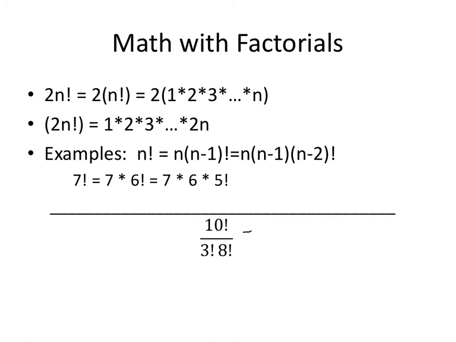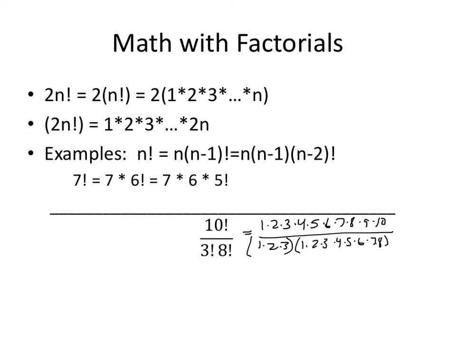And let's take a look at this. Recognizing that 10 factorial is 1 times 2 times 3 times 4 times 5 times 6 times 7 times 8 times 9 times 10, right? And then 3 factorial is 1 times 2 times 3, right? And 8 factorial is 1 times 2 times 3 times 4 times 5 times 6 times 7 times 8, right? Well, if I'm multiplying and dividing like I have shown here, all these are going to cancel out, right? So I'm really left with 9 times 10 over 1 times 2 times 3.